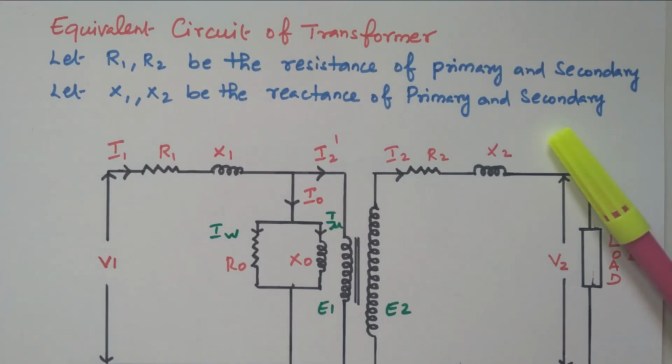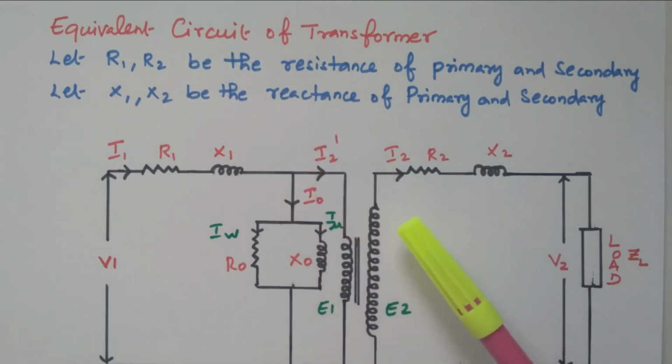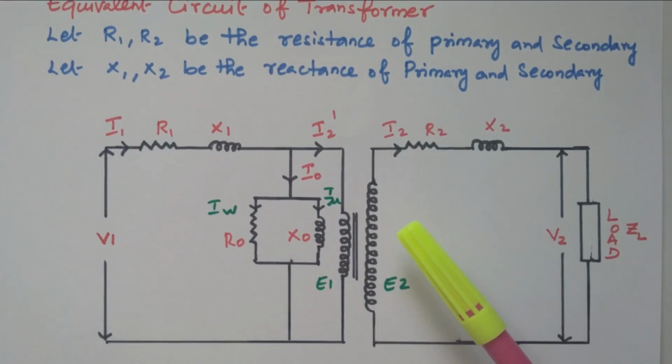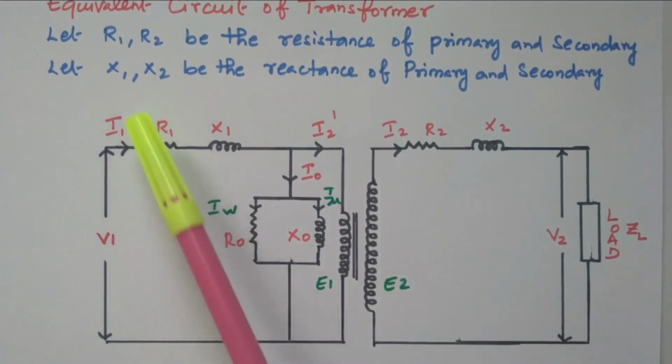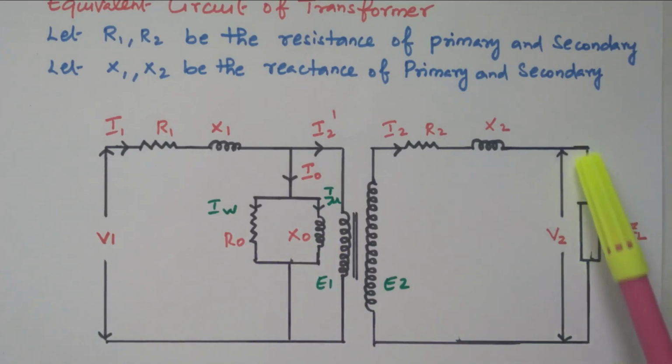Now we will go to the topic, equivalent circuit of transformer. So we know that in the transformer we have primary winding and secondary winding. This is the primary winding. This one is the secondary winding. The primary winding is applied with the voltage. The secondary winding is connected with the load. So V1 is the voltage applied to the primary winding. V2 is the voltage available at the secondary terminal as a load voltage.